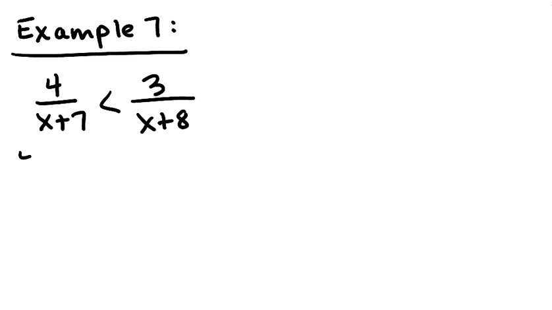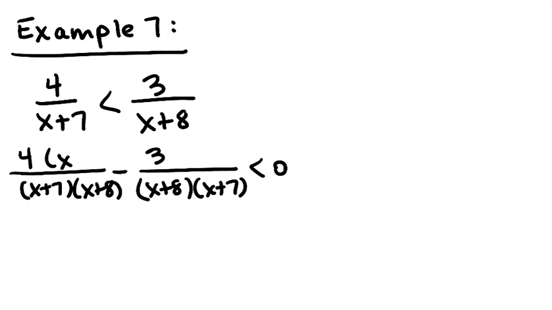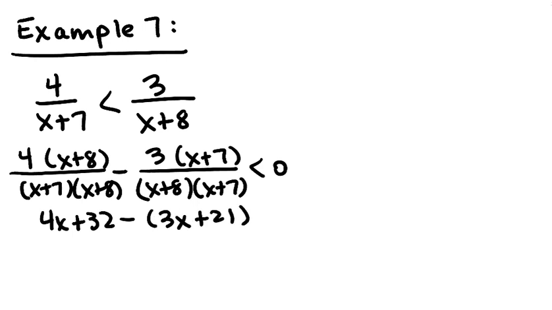So I'm going to say 4 over x plus 7. I'm just going to prepare for the fact that I'm going to need to get a common denominator. Minus 3 over x plus 8 is going to be less than 0. But I need to get this common denominator, so x plus 7, x plus 8, x plus 8, x plus 7, and we're just going to have to match that in the numerator. All right, so this is going to be 4x plus 32 minus 3x plus 21 divided by x plus 8 and x plus 7.